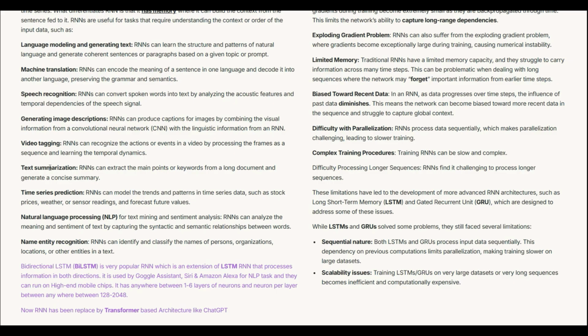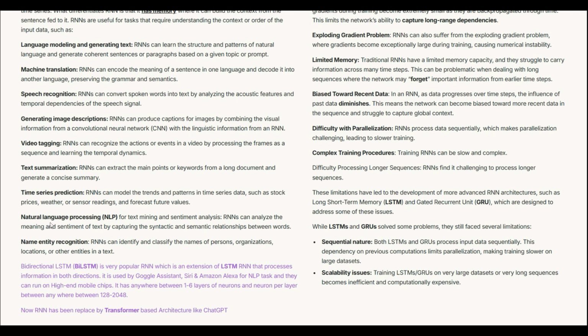RNNs can also be used to summarize paragraphs, where it can extract the main points or keywords from a long document and generate a concise summary. RNNs can also be used in time series prediction, where it can model the trends and patterns in time series data, such as stock prices, weather, or sensor readings, and forecast future values.